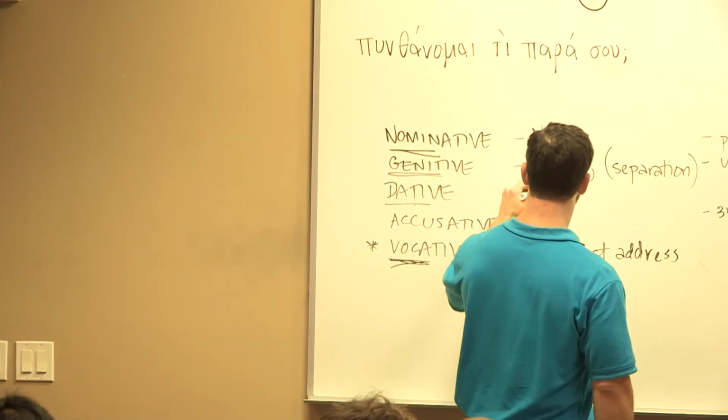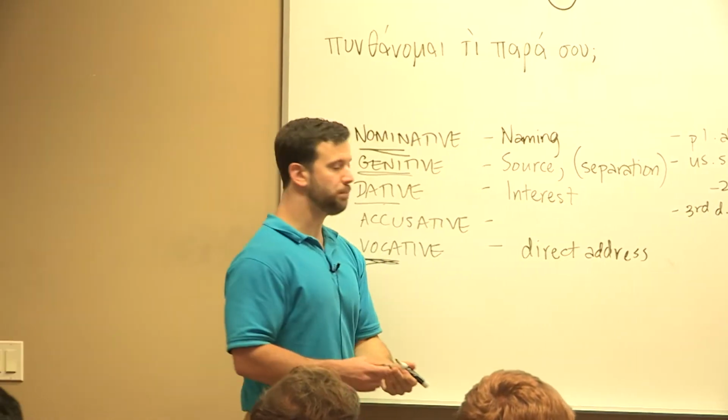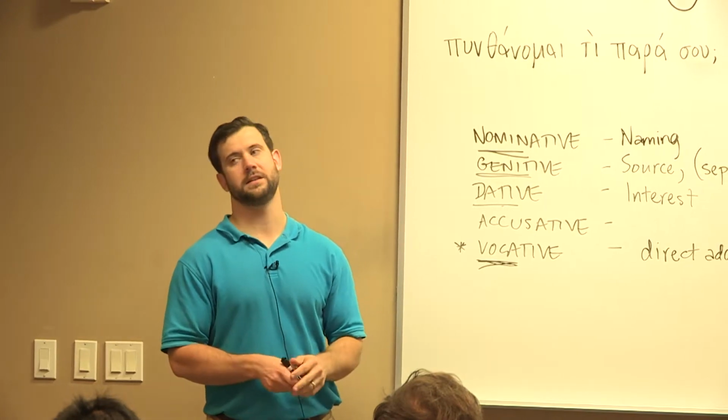A dative was originally the case of interest, which means it tells you the person or thing that is benefited or at a disadvantage because of the action.